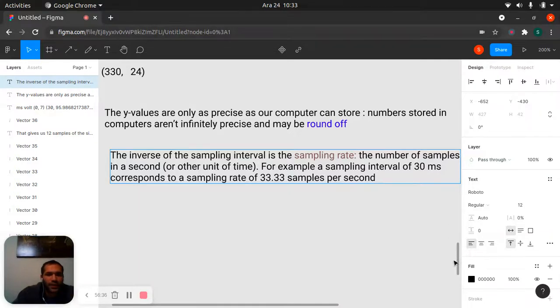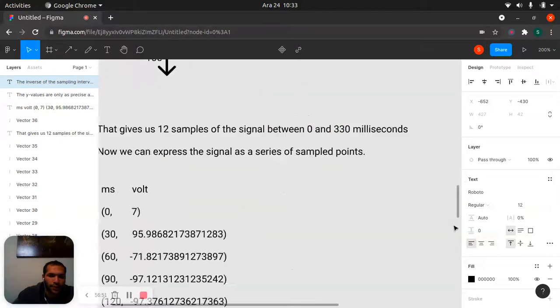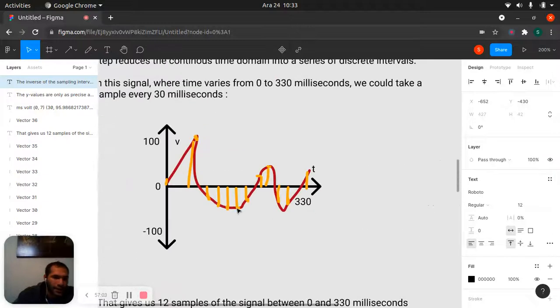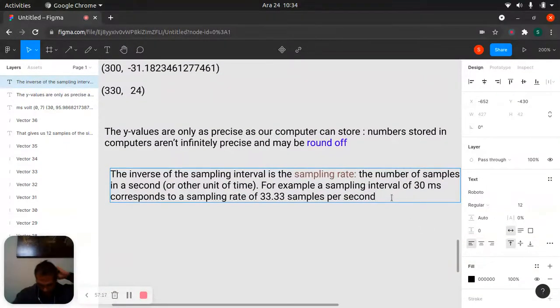The sampling rate we will understand. For example, a sampling interval of 30 milliseconds, you can think this point to this point, corresponds to a sampling rate of 33.33. Like the fast mode here, sampling rate here, okay, 0 to 30, it's the speed of your samples per second.